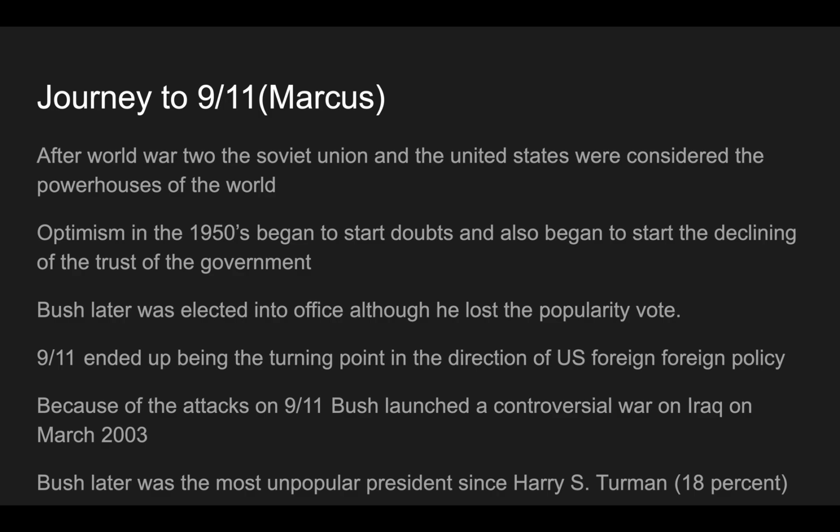And actually, 9/11 ended up being the turning point of the direction of U.S. foreign policy. I typed foreign twice by accident.